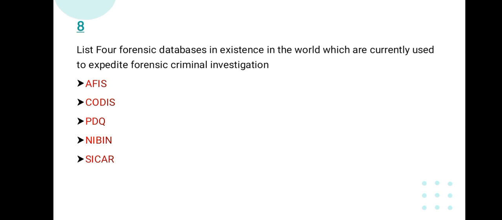We have a video again that talks about the forensic databases in detail, and it's going to tell you the full meaning. These are just abbreviations, but we have their full names, what they represent, their function, some of the challenges, etc.